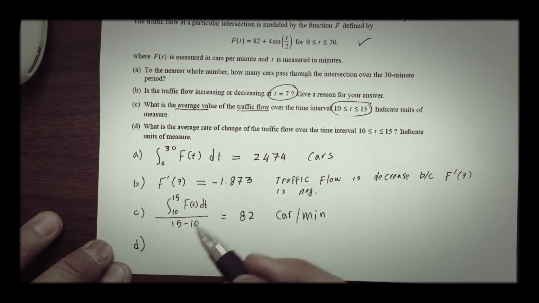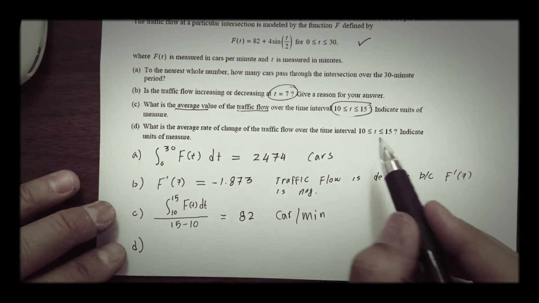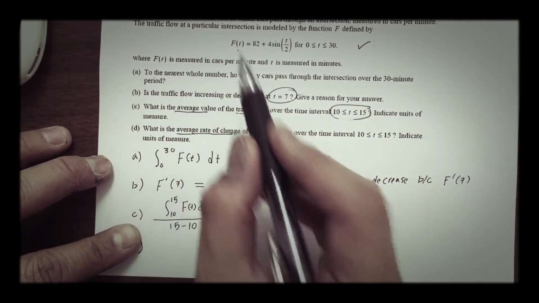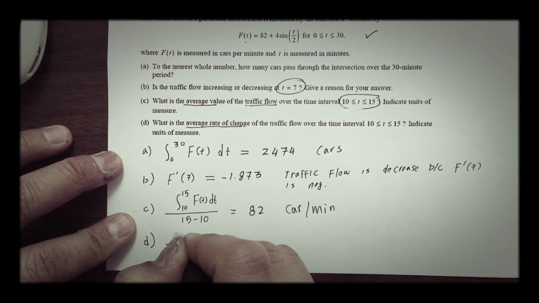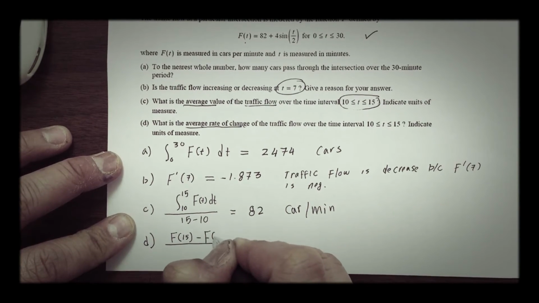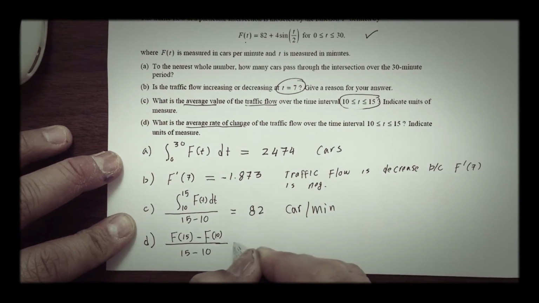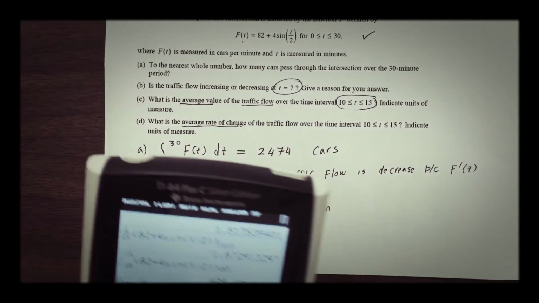Part D. Part D says, what is the average rate of change of the traffic flow over the time interval from 10 to 15? So the average rate of change of f, and that's different from the average value. So here's how we find the average rate of change of f from time 10 to time 15. So we take the difference between those two values and we divide that by the time interval.